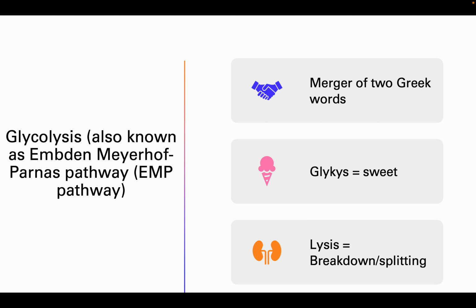So what is glycolysis? It is also known as the EMP pathway, Embden-Meyerhof-Parnas pathway. Glycolysis is derived from the Greek words glycos, which means sweet, and lysis, which means breakdown. What it means is the breakdown of the sweet, which means the breakdown of glucose into different molecules.